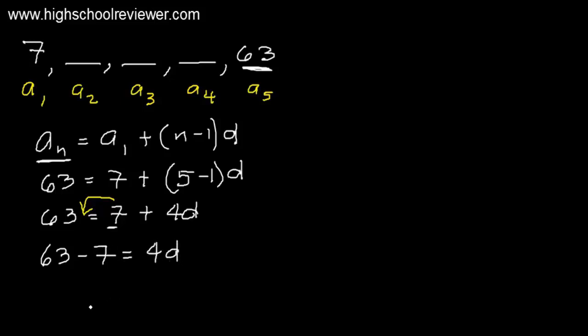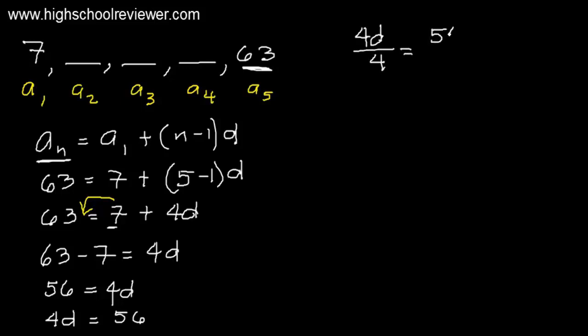So we have here 63 minus 7. This will give us positive 56 equals positive 4d. We can rearrange this, putting 4d on the left side and positive 56 on the right. To find d, we need to cancel out 4 from 4d, so we will divide both sides of the equation by positive 4.